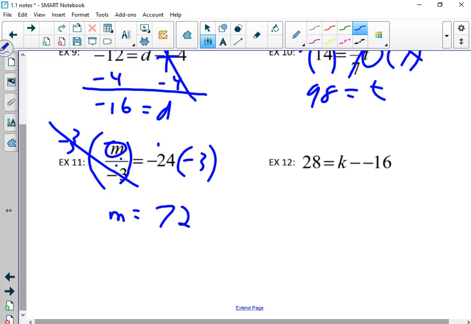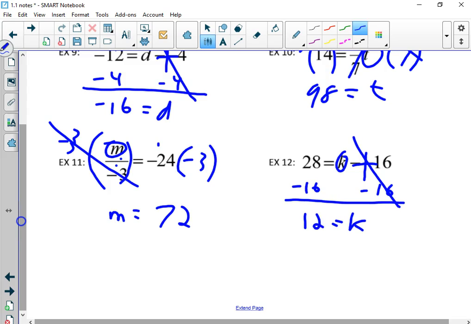And then here's my variable. But remember, we have subtracting negative, so that's really positive 16. So we're going to subtract 16 right here. Cancel. K equals 12. 28 minus 16. So you had 28 bucks, you bought something for 16, you got 12 left. Two more and then we're done.